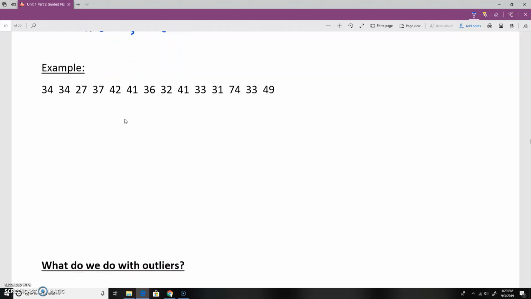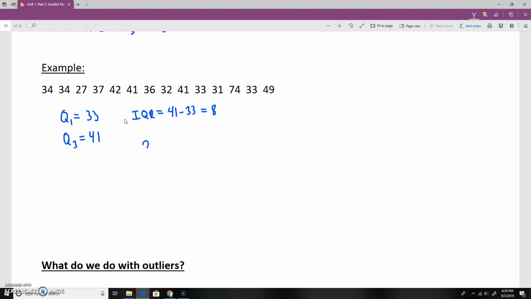Here's my data set. I'm not going to go through the whole process of finding Q1, Q3, and the IQR because we've done that before, but I'm going to let you know that Q1 in this data set is 33, and Q3 is 41. So that means our IQR is 41 minus 33, simply a value of 8.